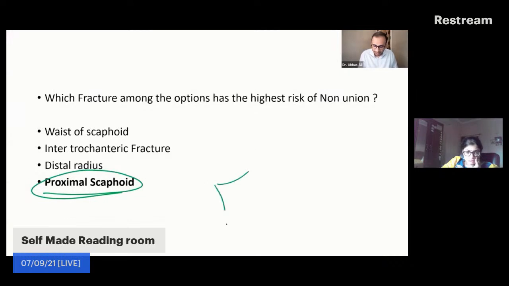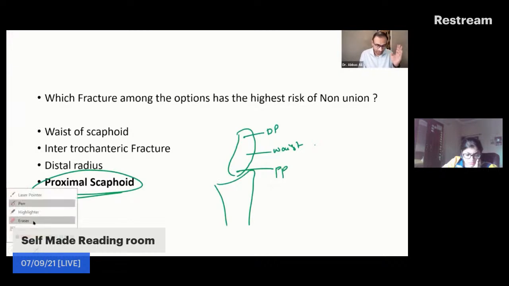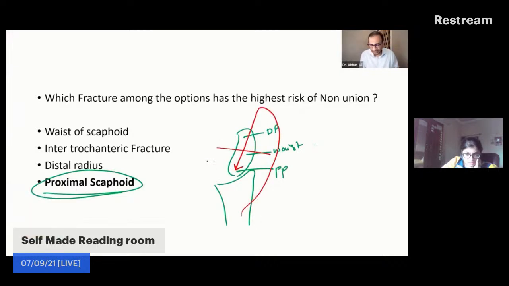You understand. If you recall, suppose this is the distal end of your radius. This is the scaphoid. This is the distal pole. This is the proximal pole. And this is the waist of the scaphoid, right? The more proximal you go, the higher chances of non-union and avascular necrosis. Why? Because if you remember from the class, the vascularity is distal to proximal. So this fracture will have higher chances of non-union and higher chances of avascular necrosis. Okay? Excellent, Kunal.